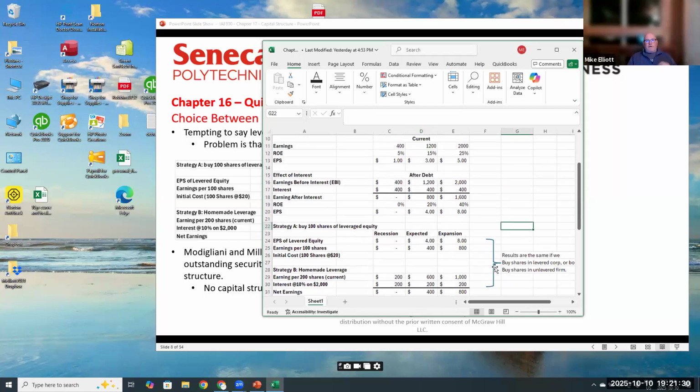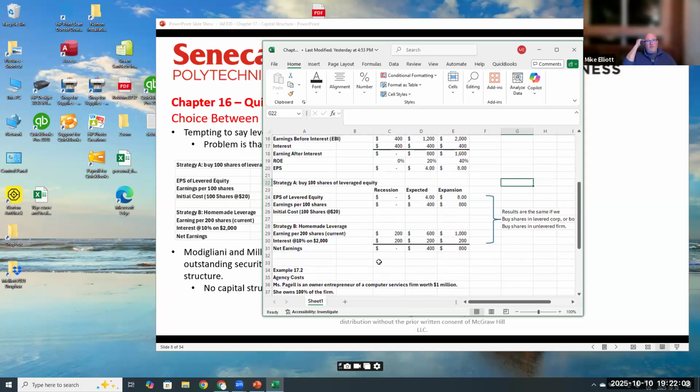The expected return is $4. The earnings per share is $400 because it's $4 per share, 400 shares. With expansion, we see the EPS jump to 8. So here we see the EPS jump from 4 to 8. The initial cost goes from 4 to 8.